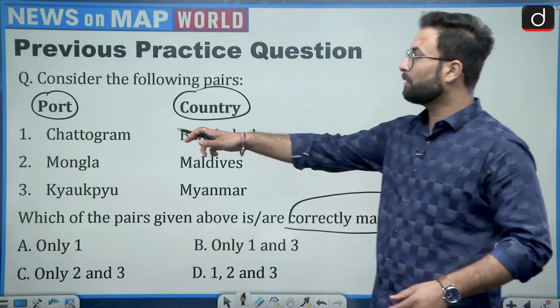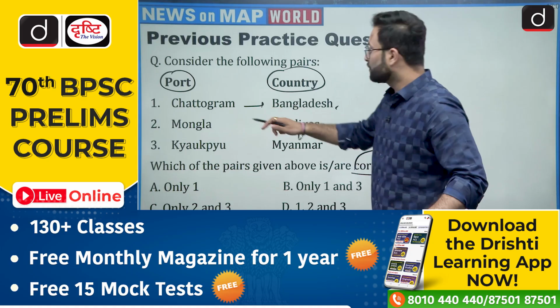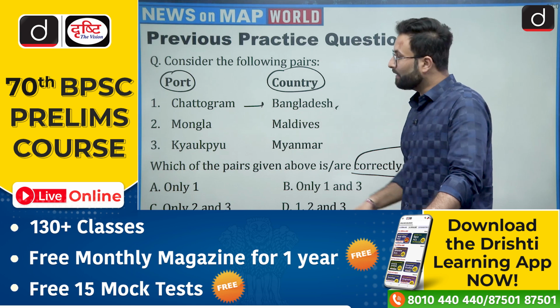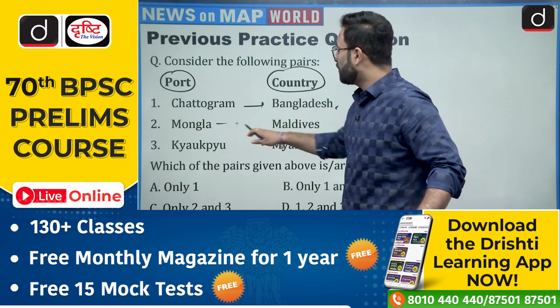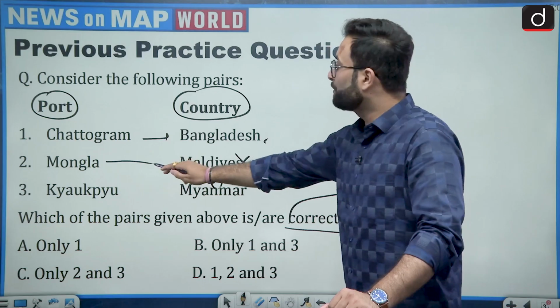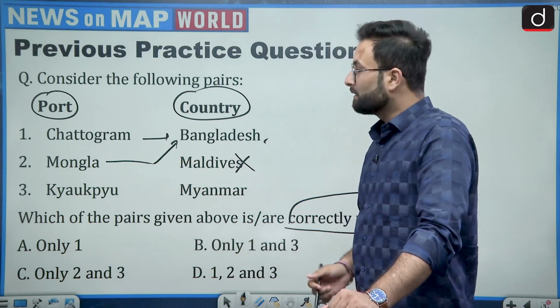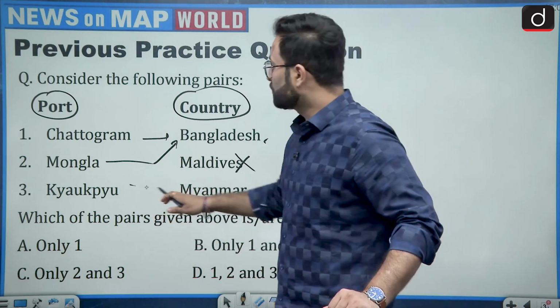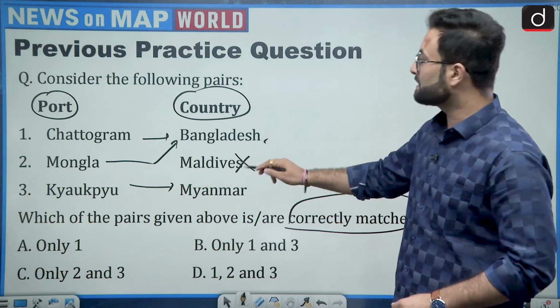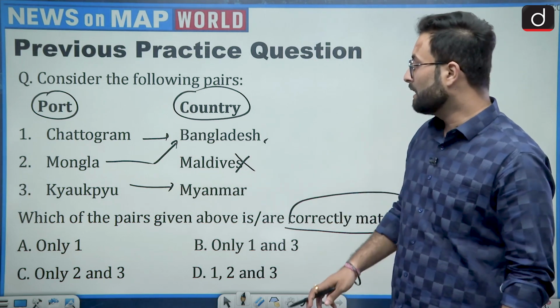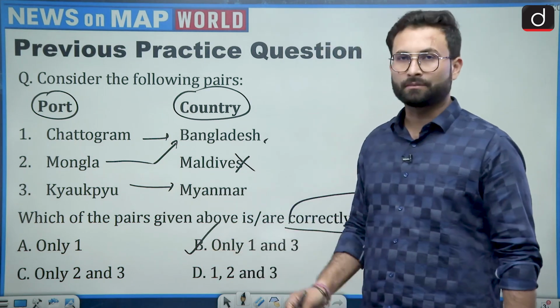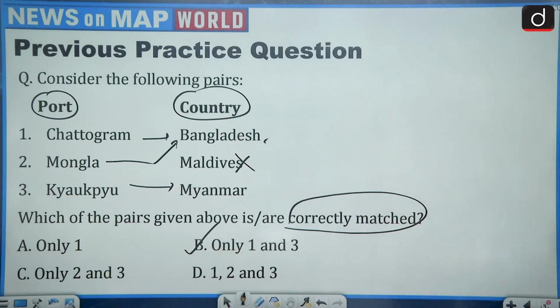Okay, so when we are talking about this Shaksgam port, that is in Bangladesh, that is correct. Then when we are talking about this Mongla port, that is not in Maldives, it is also present in Bangladesh. Then 𝐏𝐤, it is in Myanmar, so this is correct. So we can say that the second is incorrect, first and third are correct. Here you can say option B would be your right answer. Now let's see the location of these ports over here.